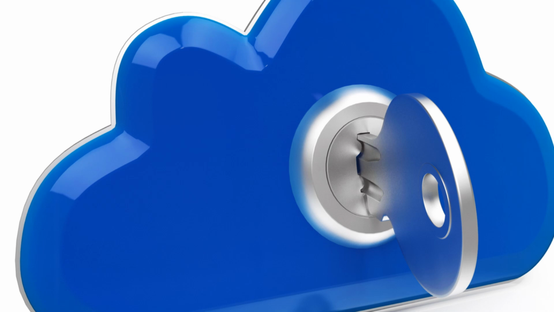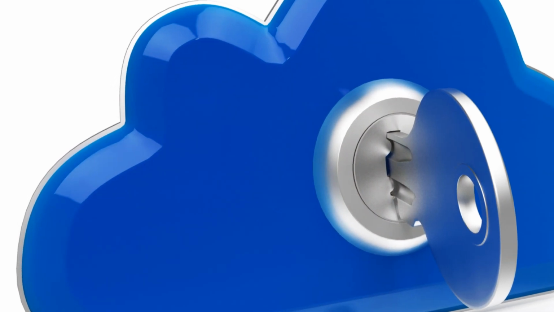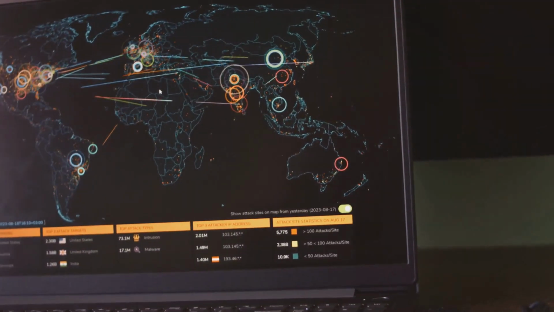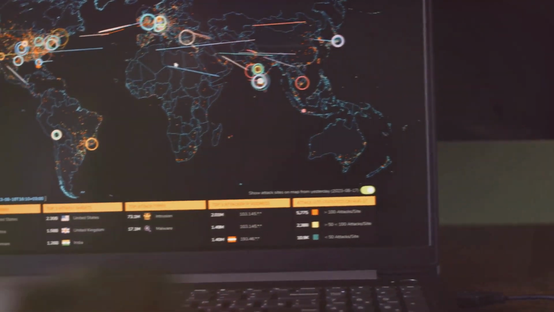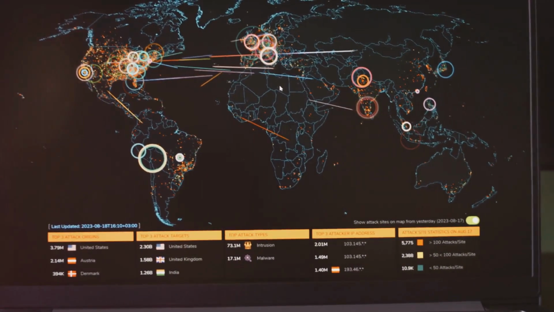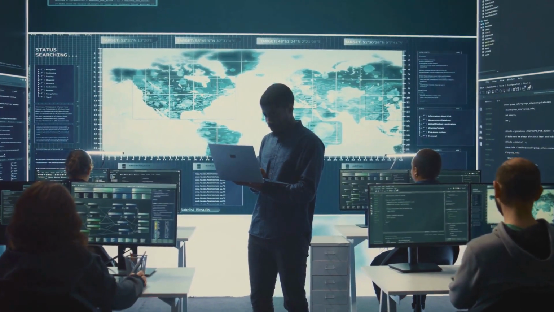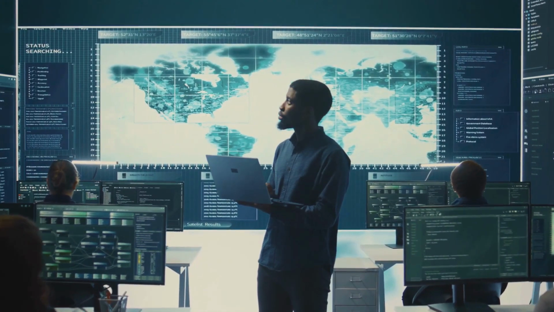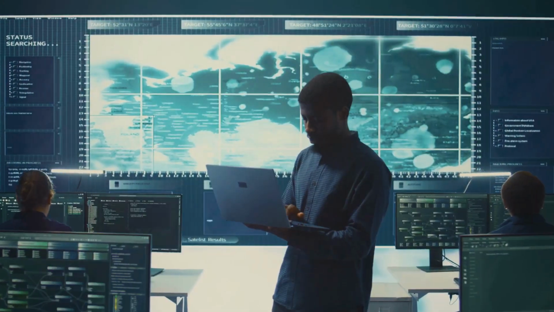Cloud-based WAFs. These are offered as a service by cloud providers. They are easy to deploy and manage, making them attractive to organizations of all sizes. Cloud-based WAFs are often integrated with other cloud security services, providing a comprehensive security solution.